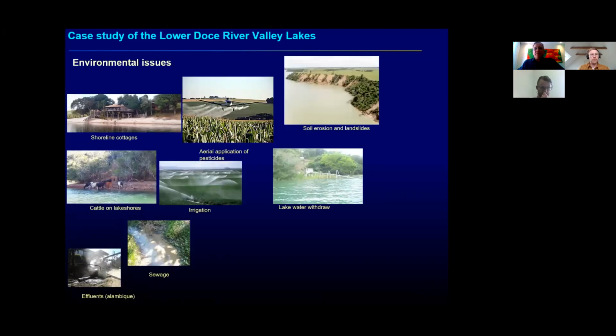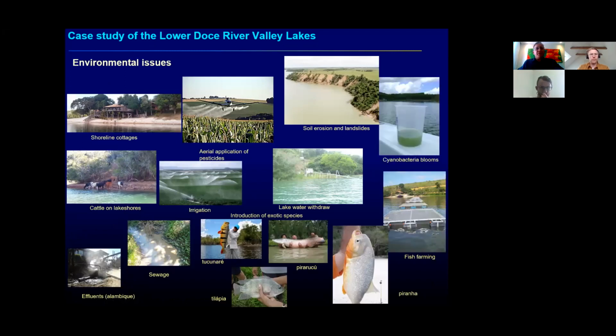But this system is undergoing several environmental pressures, like shoreline construction, cattle on the lake shore, sewage inputs, effluents from distilleries, aerial application of pesticides, water withdrawal and irrigation, and the introduction of exotic species like tucunaré and pirarucu from the Amazon basin, as well as piranha, and exotic species even from Africa like tilapia, which has been a very important species for fish farming in the area.